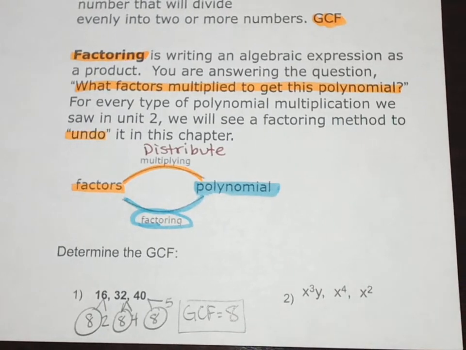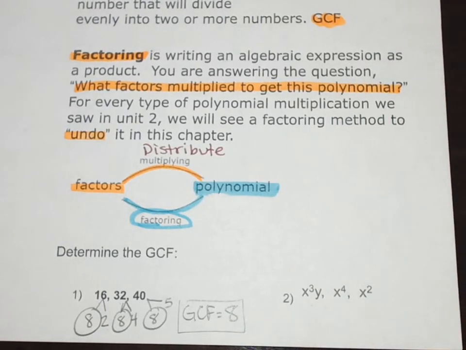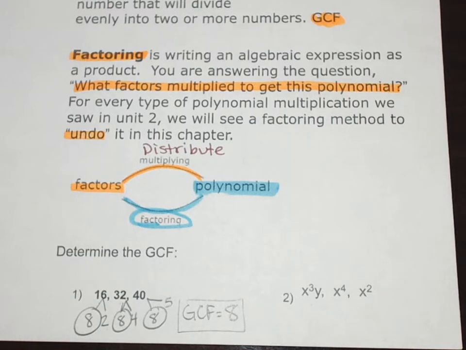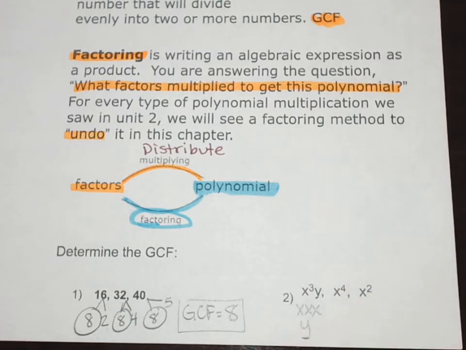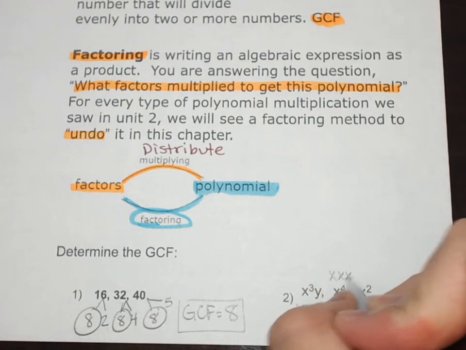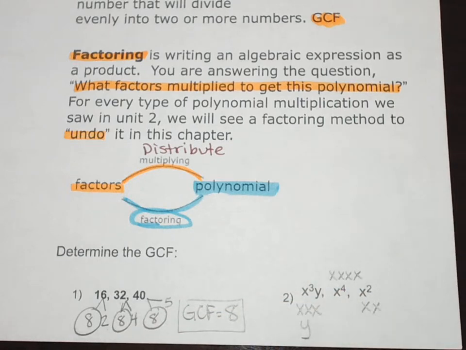So x's and y's. The same idea applies to variables. And actually, I think the variables are easier because you're not having to think what divides or what multiplies to make what. But let's see. I'm going to draw out 3 x's and a y because that's x cubed y. Now I have 4 x's and I have 2 x's. So literally, I have exploded out my terms here and I have drawn what I'm looking at.